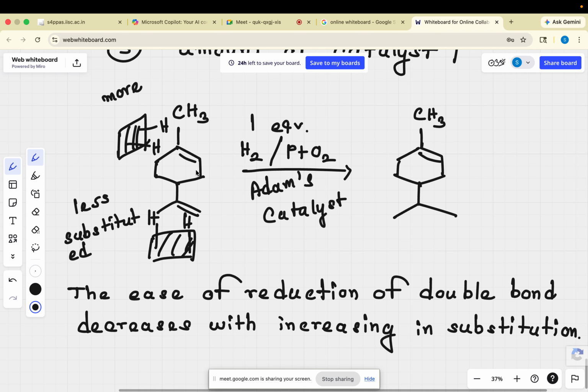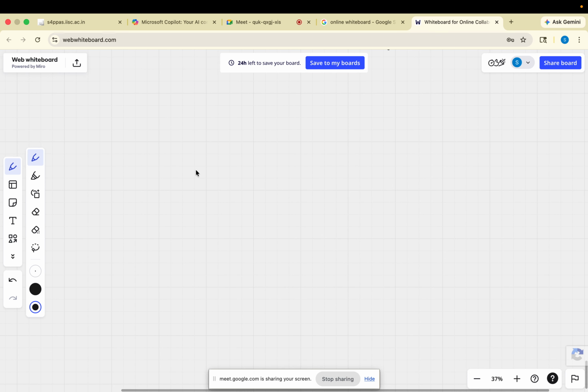If we use an excess of the catalyst? Excess of catalyst we will do now. Yes. With an excess of catalyst, both will reduce. Okay.